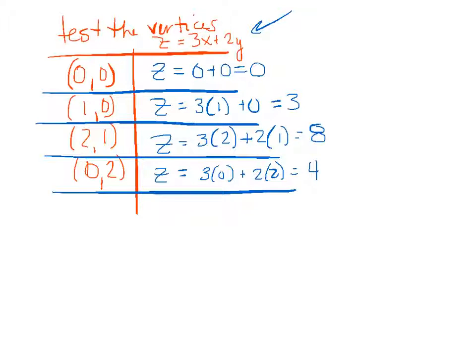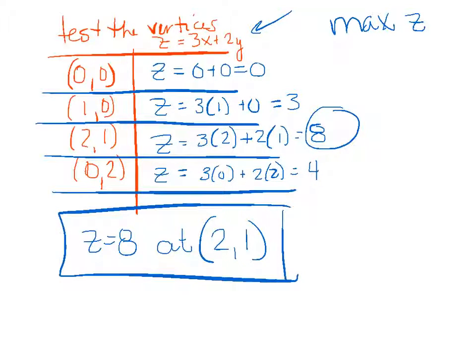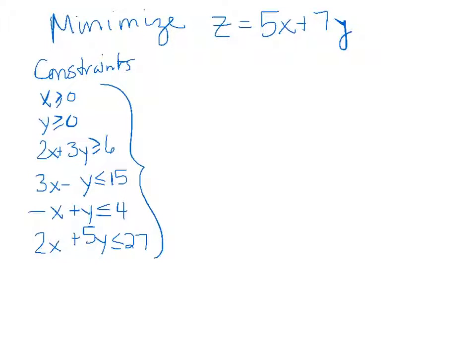So I know what the z values are for every one of my vertices. Among here is my maximum. Remember, I'm trying to maximize z. That's going to happen right here. That's my maximum z. So z equals 8 at 2, 1 is the solution to maximizing my objective function z in this constrained region. Okay, so that's a good solution right there.